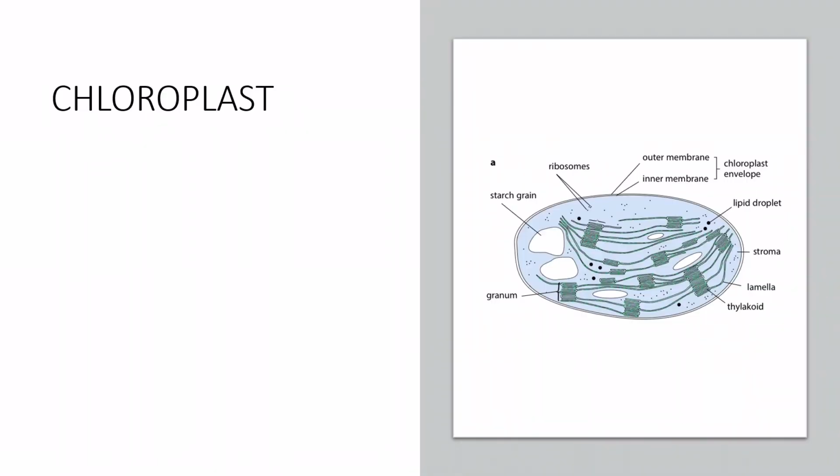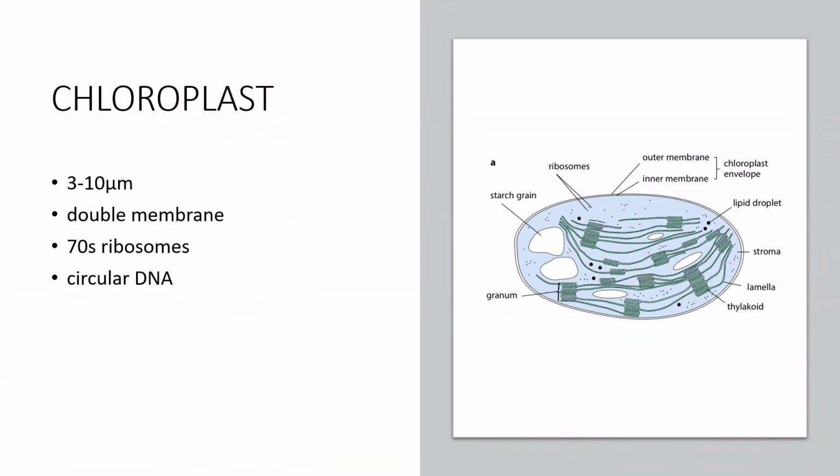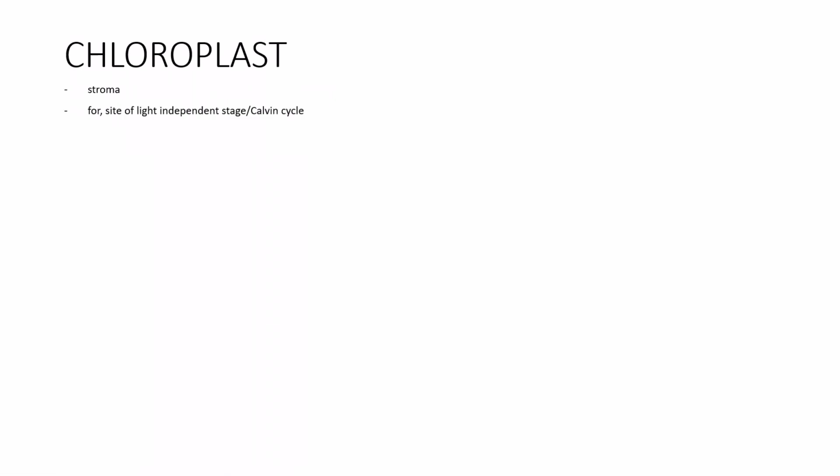In AS, we learned that chloroplast is around 3 to 10 micrometers in diameter, and it also has 2 membranes, 70S ribosomes and a circular DNA. In A2, we learned that stroma is the site of light-independent stage, also known as the Calvin cycle. It also contains enzymes like rubisco and also sugars, lipids, starch, ribosomes, and DNA.